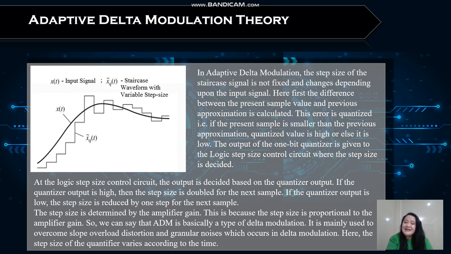So we can say the ADM is basically a type of delta modulation. It is mainly used to overcome slope overload distortion and general noises which occur in delta modulation. Here the step size of the quantizer varies according to time.